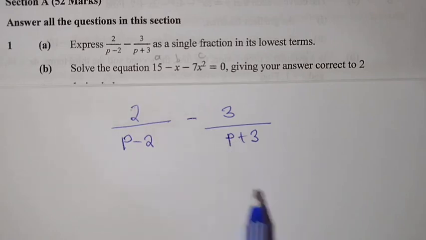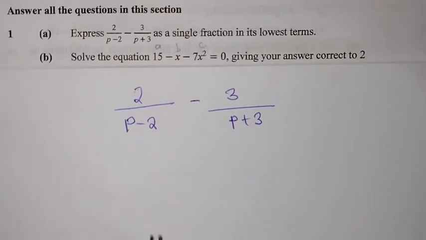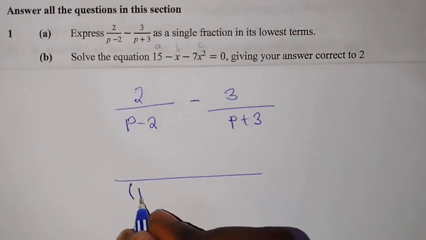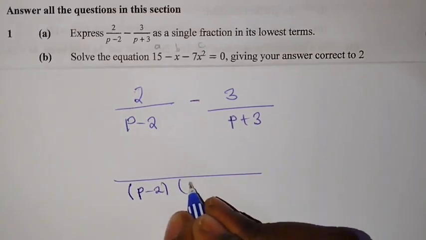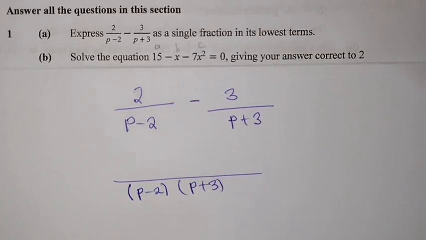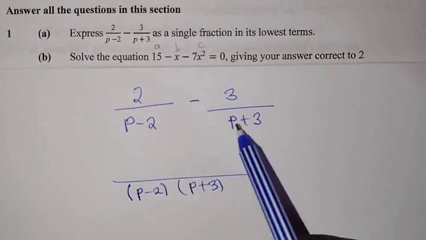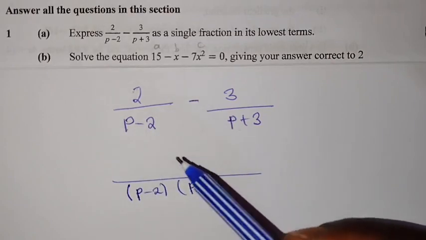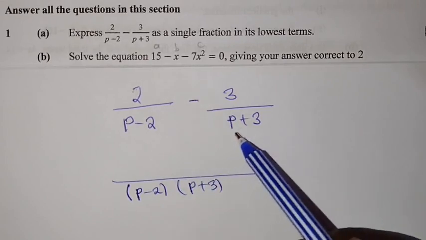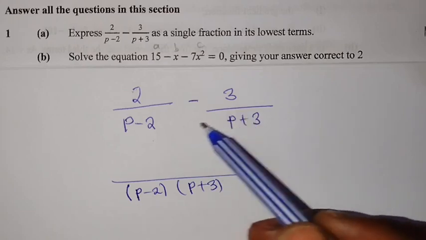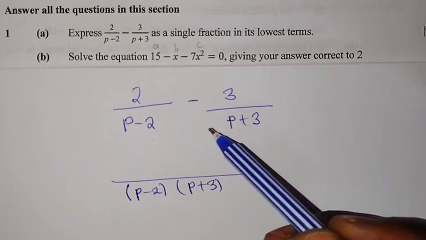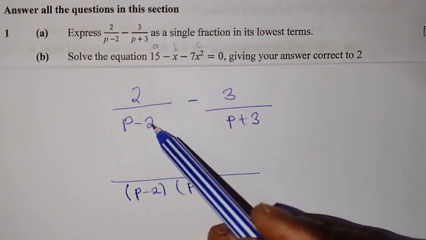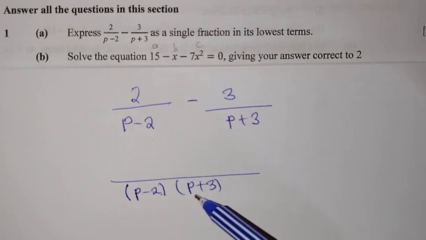These denominators are expressions, so you take both of them as your common denominator. You write p minus 2, then p plus 3. If you just have single values, maybe 15, 23, 5, you can find the LCM of those denominators. In this case, we have two expressions, so we take them as our denominator. Then p minus 2 divides into this; the p minus 2 and p minus 2 are the same. You remain with p plus 3.